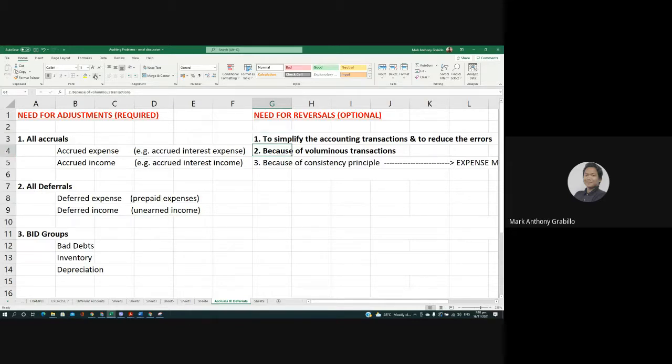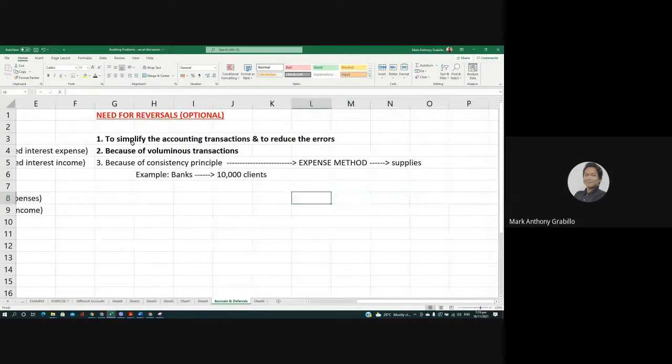Pangalawa, voluminous transaction. Magbigay lang ako ng isang example. Example, banks. Ang banks normally, meron silang thousands of clients. So, imagine niyo yung bangko, maraming client siya, di ba? Kung ikaw yung accountant, at the end of every month, mag-a-accrue ka ng interest nila, di ba? Kasi may mga deposit sila sa inyo. So, you do the following accruals.